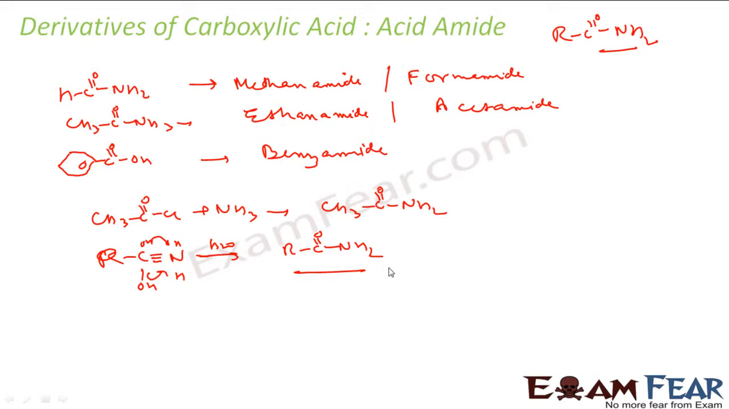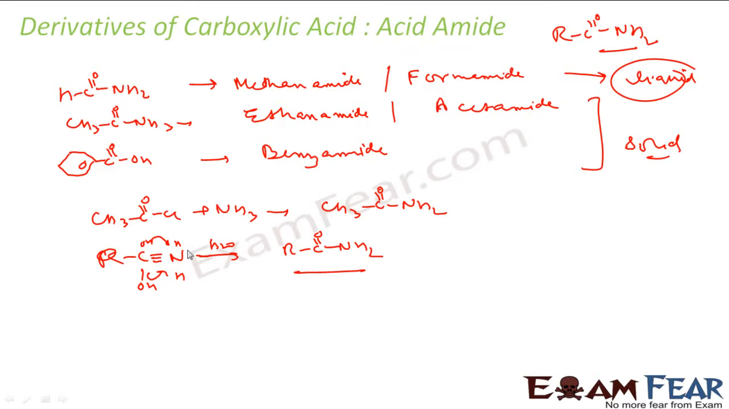If we talk about properties, the first one, the ethanamide, is liquid, and all others are solid. Please note, only the first one is liquid, others are solid. They are a little bit soluble in water because of the small hydrogen bond. Also the boiling point of amide is more than acid.